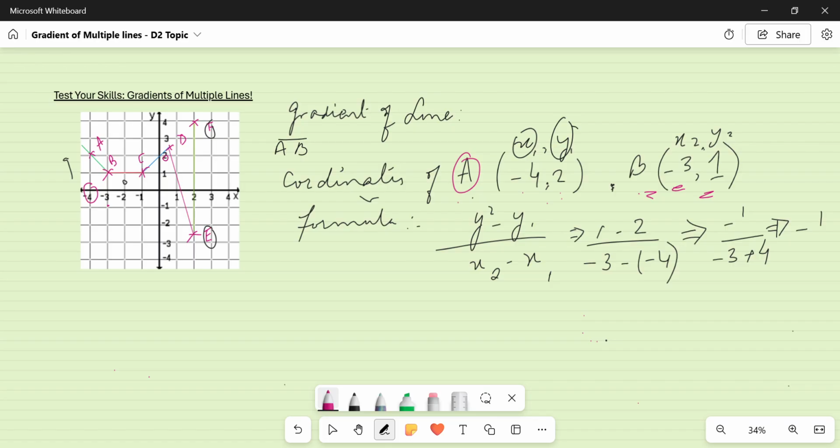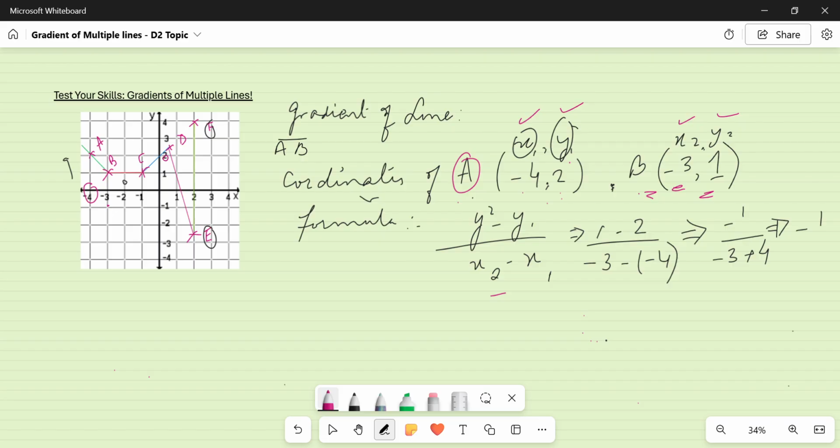Now we know the formula of the gradient is y2 minus y1 over x2 minus x1, the change in y over the change in x, right? So the first coordinate, of A, we can say is x1 and y1. And B is x2 and y2, because this is the second point, right?